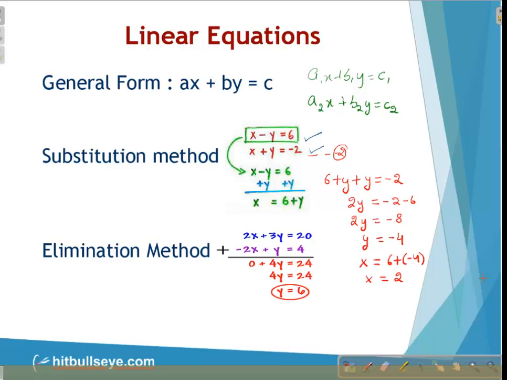Now what I'm going to do is I'm going to add these two equations. When I'll be adding these two equations, 2x will cancel out with minus 2x, 3y will add to y to become 4y, 20 will add to 4 to become 24. So what is the benefit? I'm getting equation only in terms of y as 4y is equals to 24 and y is equals to 6. Now I could use this y is equals to 6 in any of the above equations to get the value of x. I hope students, using the methods of solving the linear equations is clear to you.